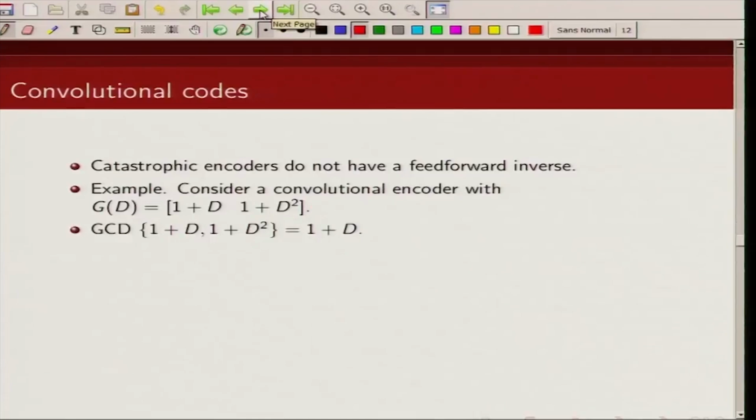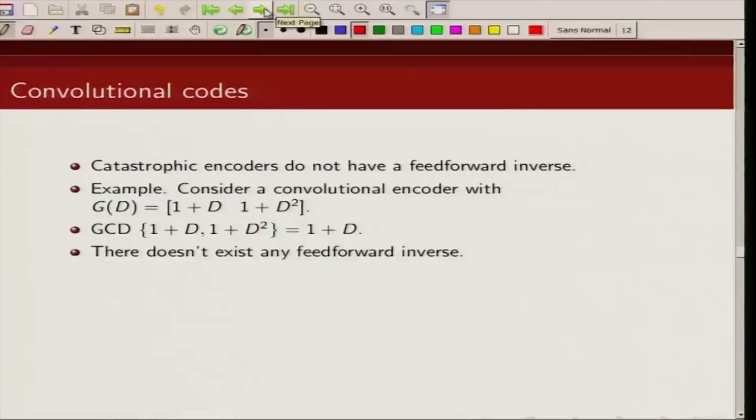Now, the first thing that we check is what is the greatest common divisor among G0 and G1. As it turned out, in this case the greatest common divisor is 1 plus D. So, that is not the same as D to the power L for some L greater than or equal to 0. So, that means for this generator matrix, we do not have any feed forward encoder inverse. So, there does not exist any feed forward inverse for this particular convolutional code with the generator matrix given by this.